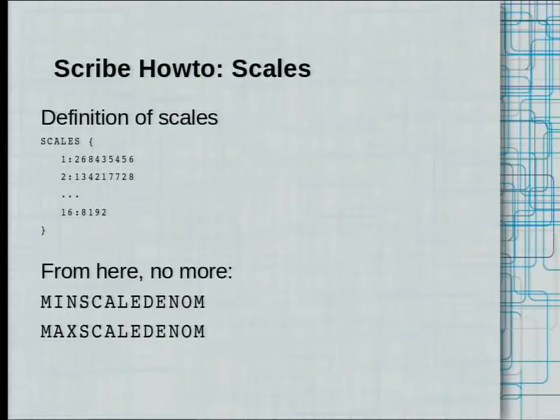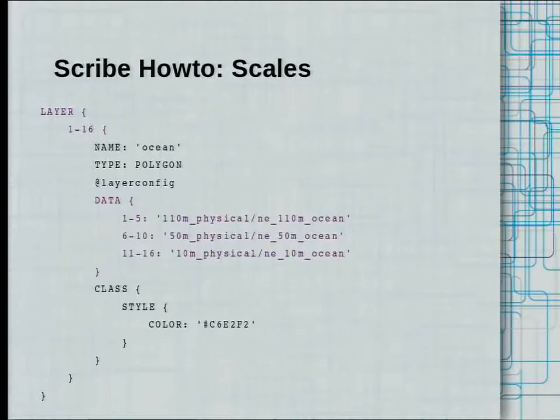The first thing which is great in Scribe is the scales definition. So when you start a project, you define the scales that your map will be used at. And from there on, there will be no more min scale denom and max scale denom keyword anymore. So that's really great. It will give you things like a data statement here, where you just pass the scales, the now zoom level, because you work with the zoom level from there on to match with your web application that you're working with. So you define the zoom level that you will work at, and each data source that will be used at each zoom level.